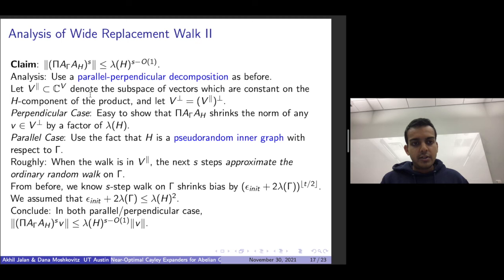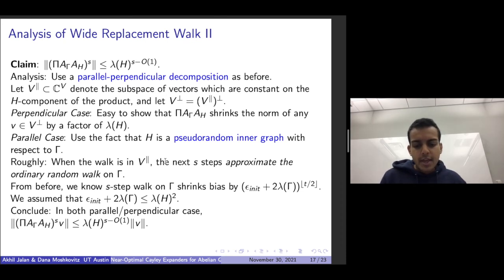So let's talk about a parallel space, which is now vectors that are constant on the H component of the product, and let's define its orthogonal complement. So in the perpendicular case, this product of matrices will shrink any vector by a factor of lambda to the H. That's easy, we gain in every step. In the parallel case, we could get stuck in that space like before, but now we will use the fact that H is a pseudo-random inner graph with respect to gamma. And roughly what that means is that when the walk is in parallel space, the next S steps will approximate the ordinary random walk on gamma.